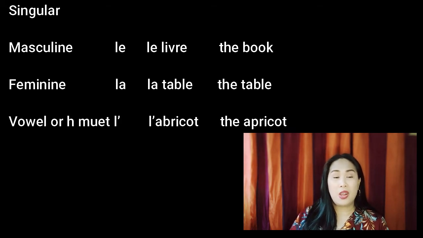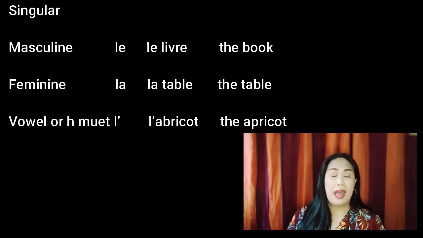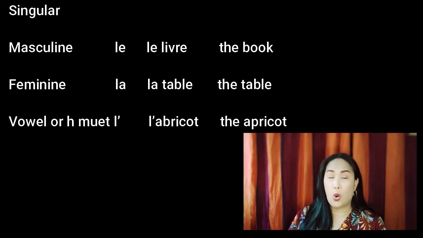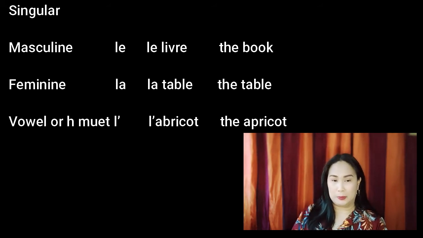Now, we are going to proceed to the masculine first. So for example, the article is le, okay? That is le. And the feminine is la. And for the vowel or silent H, we have to write the letter L with the apostrophe.